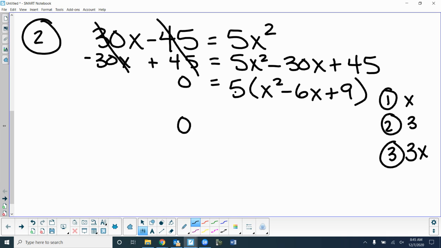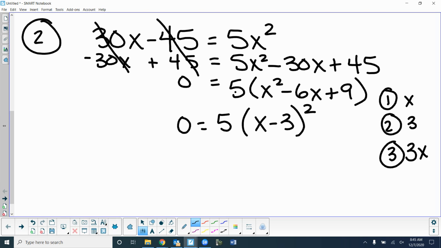But if you didn't see that, you would just get x minus 3 times x minus 3, which is okay. The factors of positive 9 that add up to negative 6 are negative 3 times negative 3, right? I get positive 9. When I add negative 3 plus negative 3, I get the negative 6.